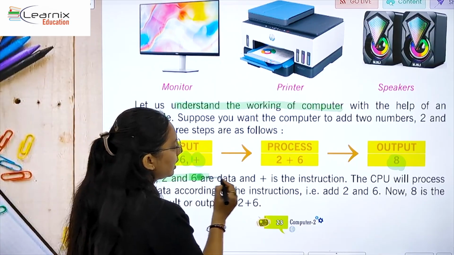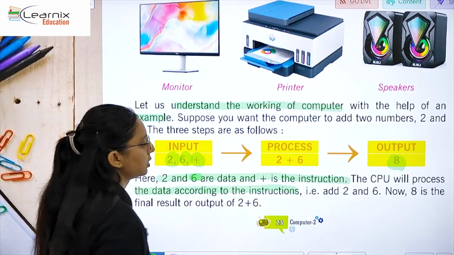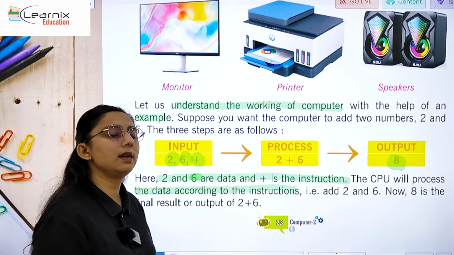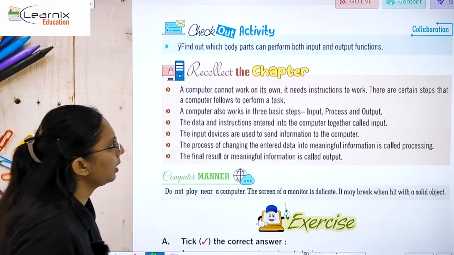Here 2 and 6 are the data and plus is the instruction. The CPU will process the data according to the instruction. 2 and 6, now 8 is the final result of the output. And 8 is the final result.